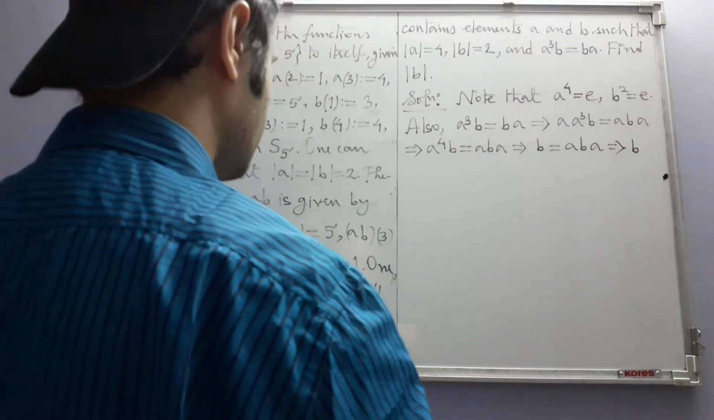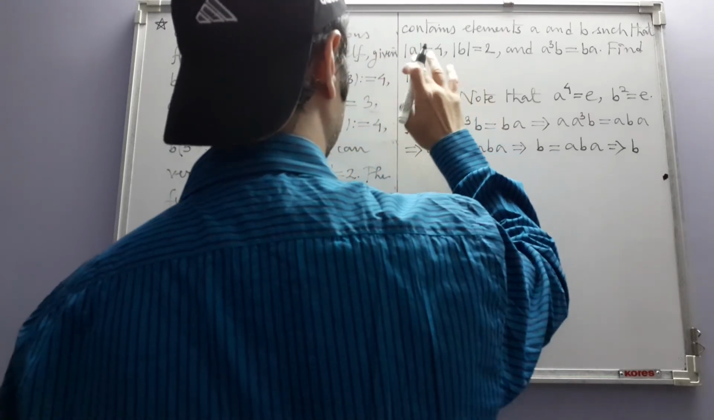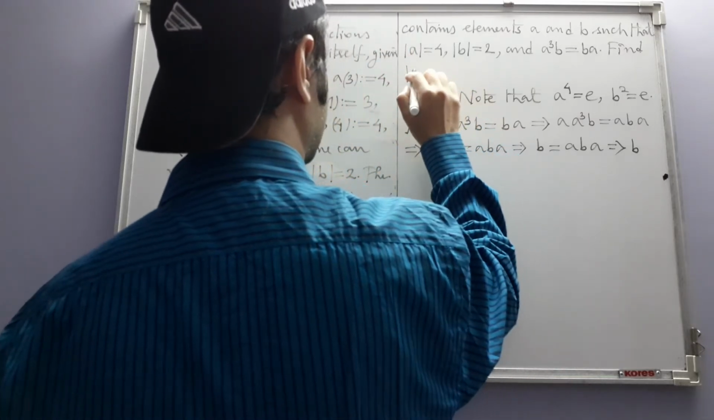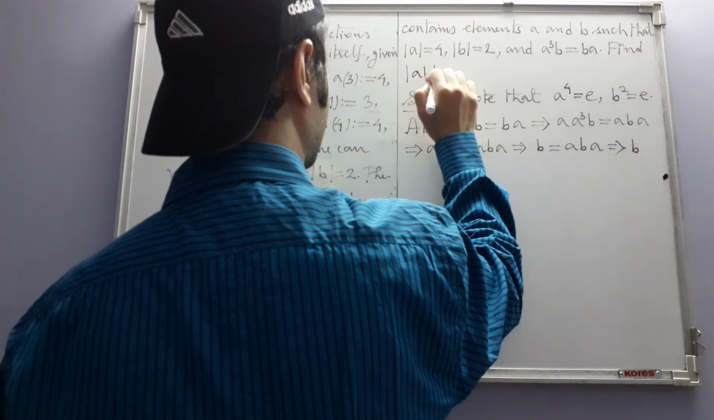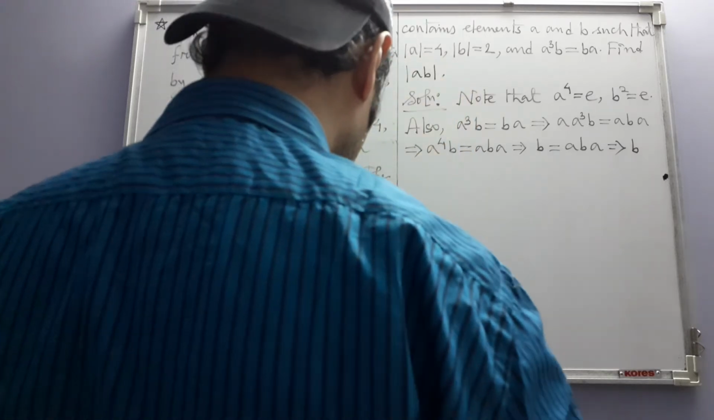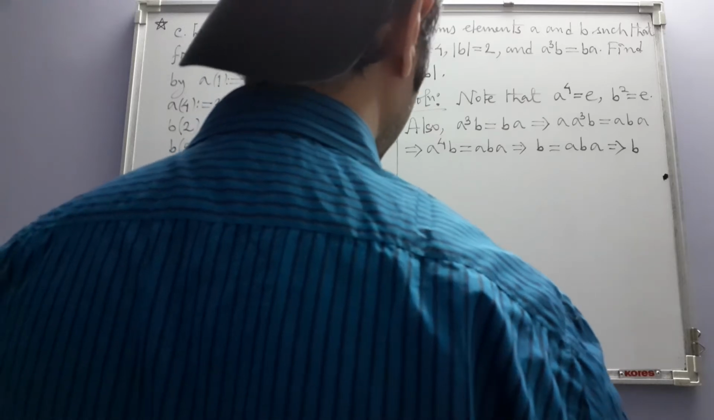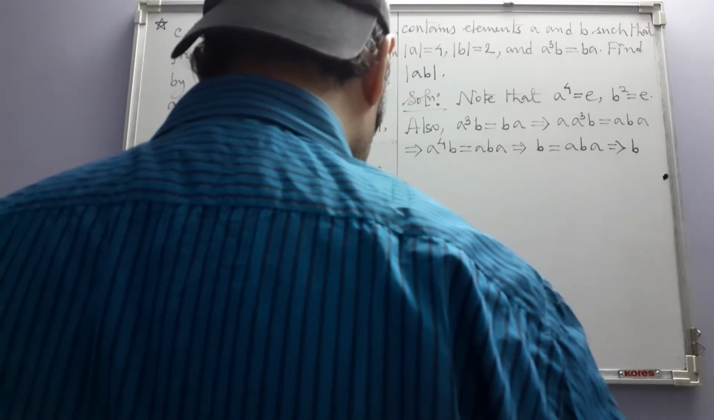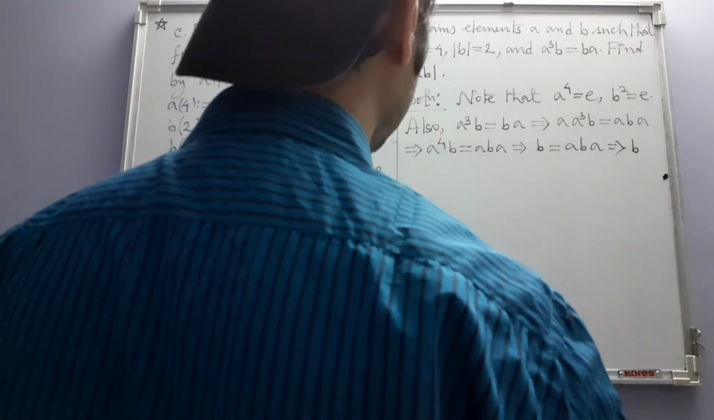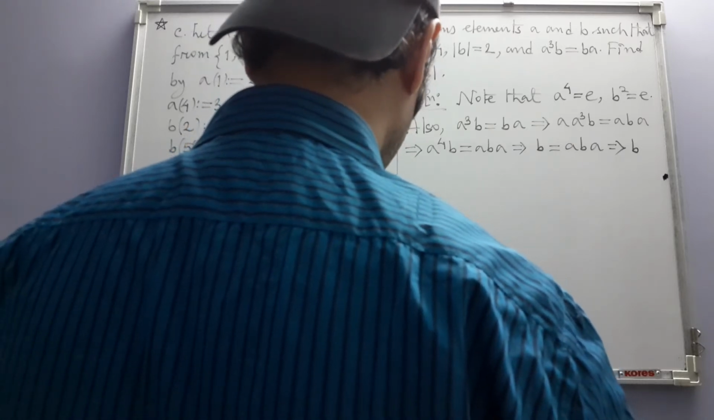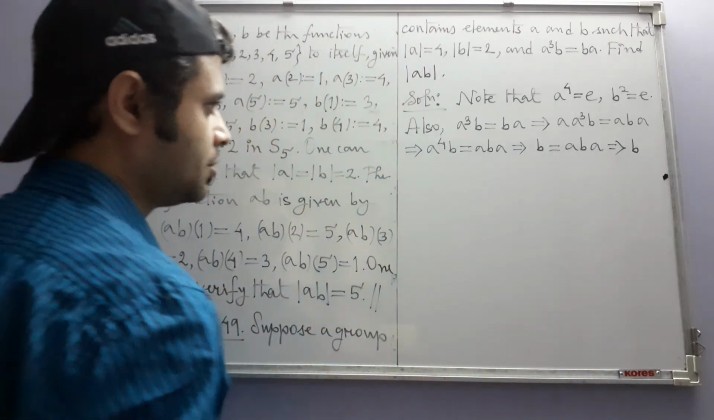Okay, I took down the wrong question. We have to find the order of AB. Okay, that's why we are proceeding like this. Let me just see whether I made any other mistake. A cube B is equal to BA. No, everything else is fine.